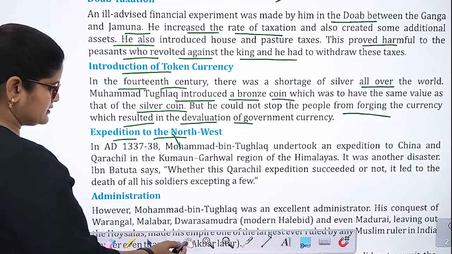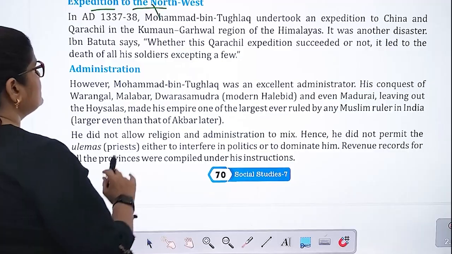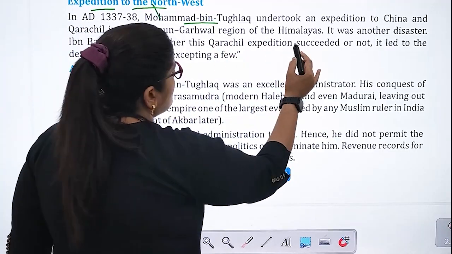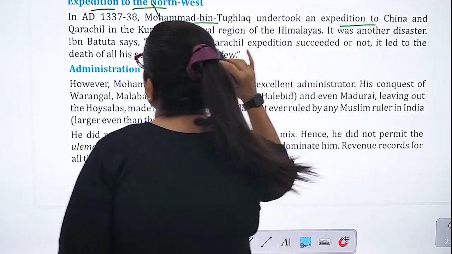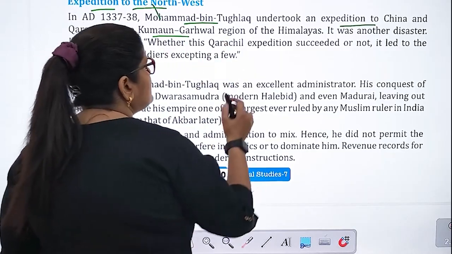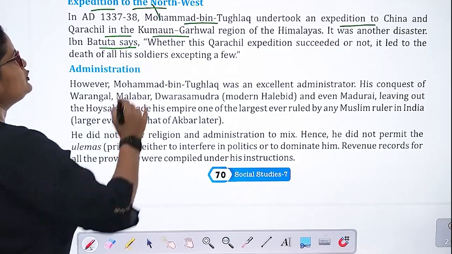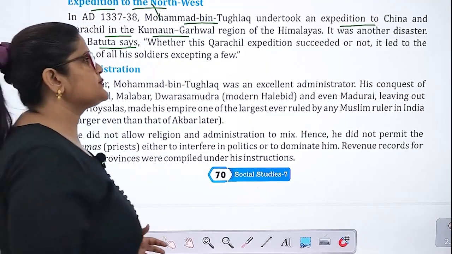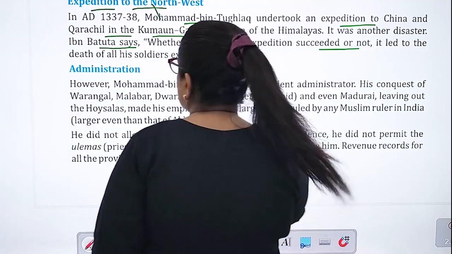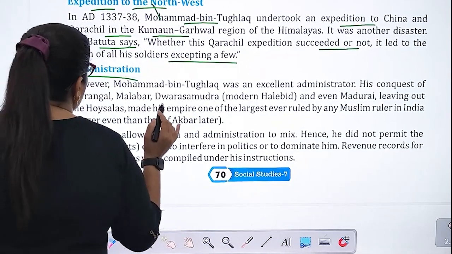Expedition to the northwest. In 1337-38, Muhammad bin Tughlaq undertook an expedition to China and Qarachil in the Kumaon Garhwal region of the Himalayas. It was another disaster. Ibn Battuta says, whether this Qarachil expedition succeeded or not, it led to the death of all his soldiers excepting a few.